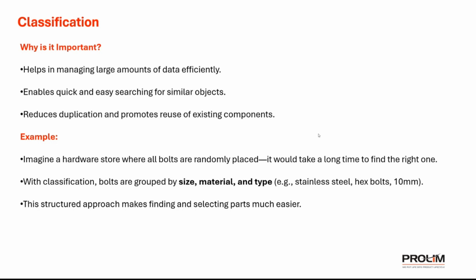But what if the store organized the bolts into categories? All stainless steel bolts in one section, hex bolts in another, and all 10 mm bolts grouped together. Now, if you need a 10 mm stainless steel hex bolt, you can go directly to that section and find it within seconds. This is exactly what Teamcenter classification does. It groups similar objects, making searching faster, reducing duplication, and promoting the reuse of existing parts, saving time and cost in product development.